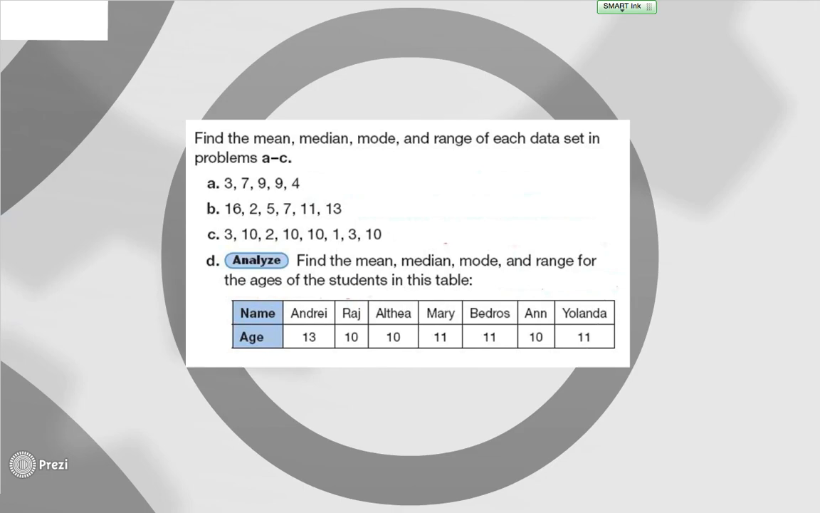Here is our lesson practice for today, A, B, C, and D. If you have any questions, write them on the back. You're going to need to find the mean, median, mode, and range for each data set. Remember the range is the highest minus the lowest number in the data set.